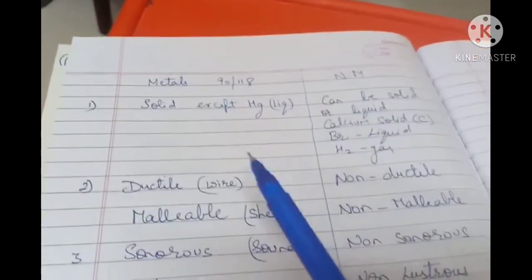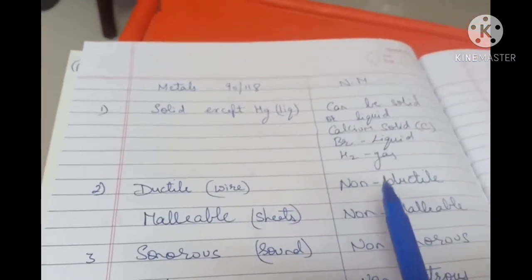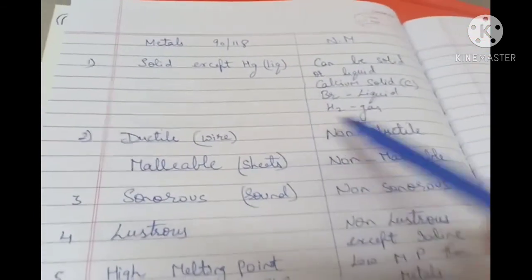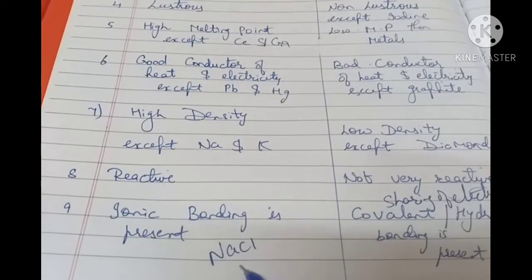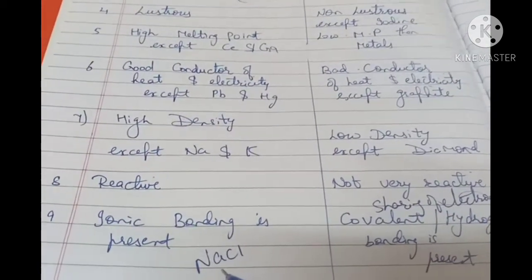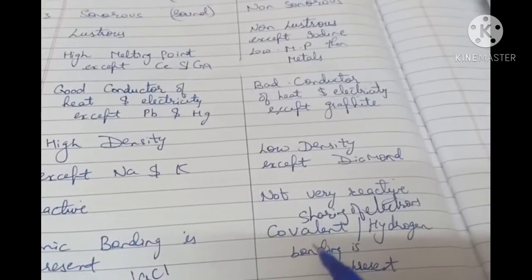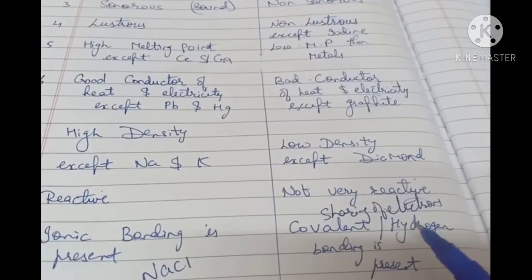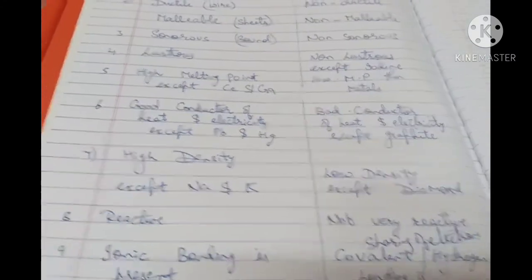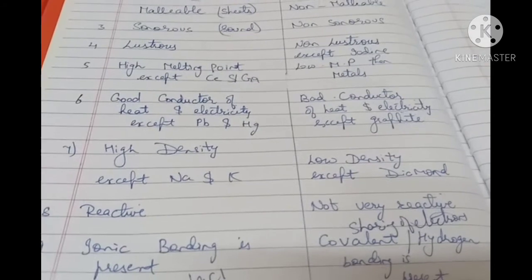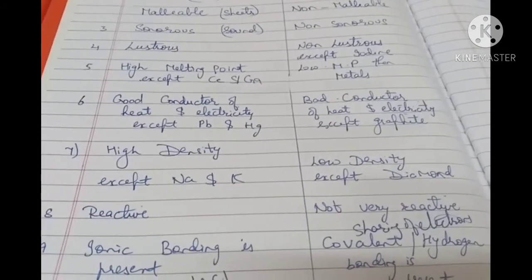So mercury is liquid at room temperature and bromine is the only non-metal which exists in liquid state. Then I told you about the covalent bonding and ionic bonding. Here example I have given. For example, NaCl, as I told you, the chemical reaction takes place, so that is the ionic bonding between metal and non-metal. Covalent bonding is sharing of electrons. This happens in non-metals. So students, you have to understand the concept and then read it properly instead of cramming all these things.